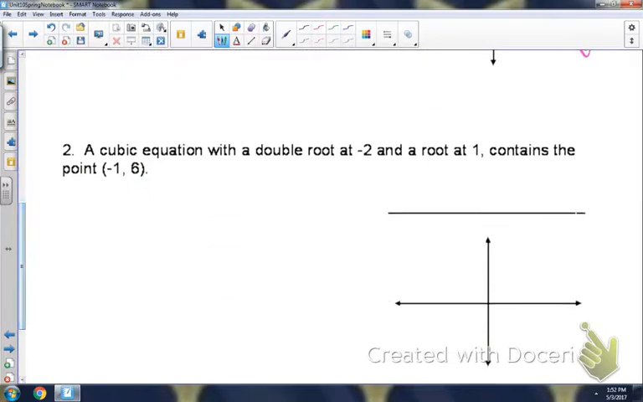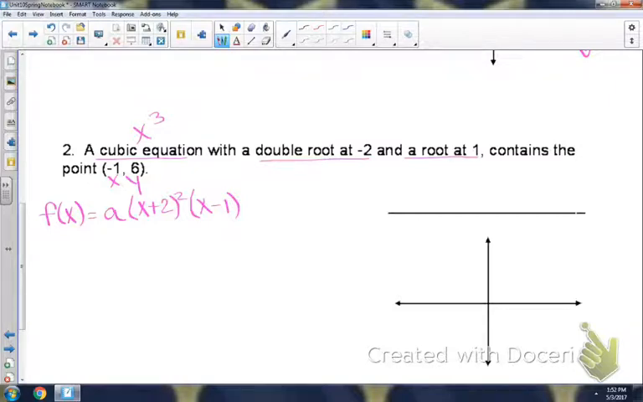Okay, number 2, we have a cubic equation with a double root at -2 and a root at 1. And it contains the point (-1, 6). So we'll have f of x equals a. We will never know a. We have a double root at -2, which would mean x plus 2 squared, and then a root at 1, so x minus 1. Plugging in my point so that way I can find a, that will help me with my direction of my graph.